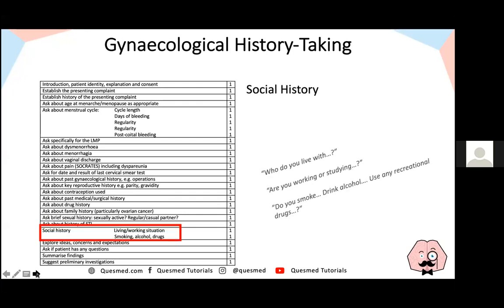And as in any other history taking scenario, we ask a social history. So we ask about alcohol, smoking and drug use. And remember, smoking is a risk factor for most cancers, particularly cervical cancer.